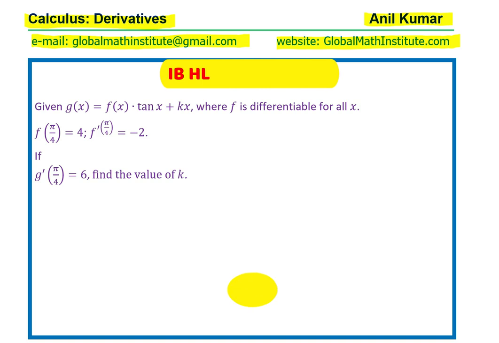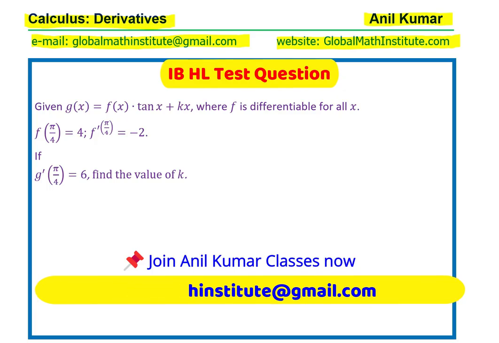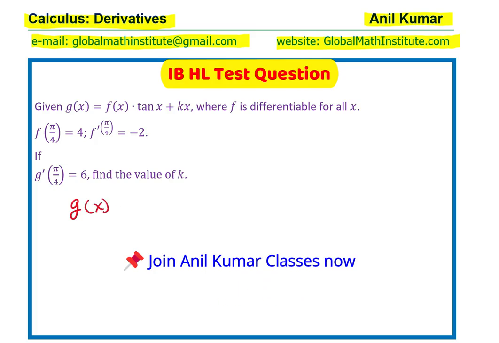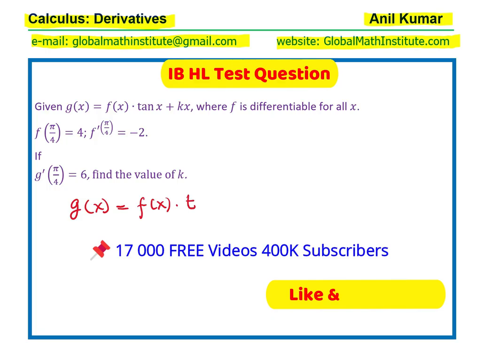So you can always pause and answer the question. So let's get into the details, a step by step solution of this particular problem. We are given g of x as equal to f of x times tan x plus kx. So the product rule will be applied with trigonometric functions and kx.